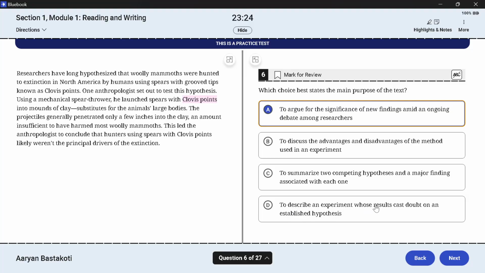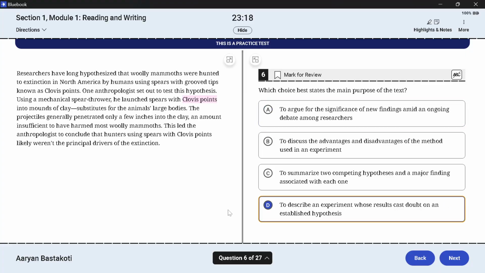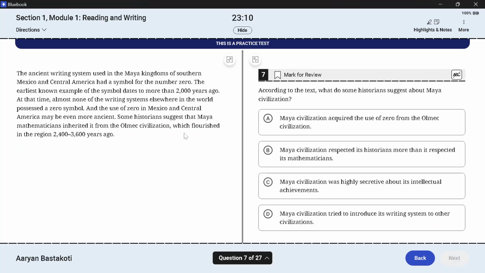To describe an experiment whose result can cast doubt on an established hypothesis. This is the right answer, I think, because this is describing an experiment, and the hypothesis was... the result came opposite of the hypothesis. So yeah, according to the text, what do some historians suggest about Maya civilization?